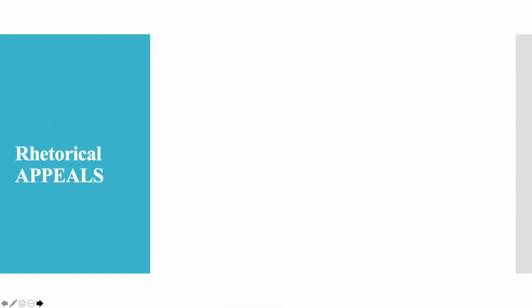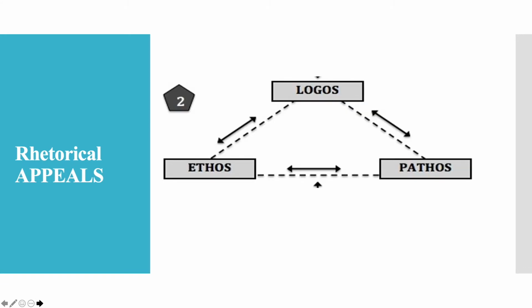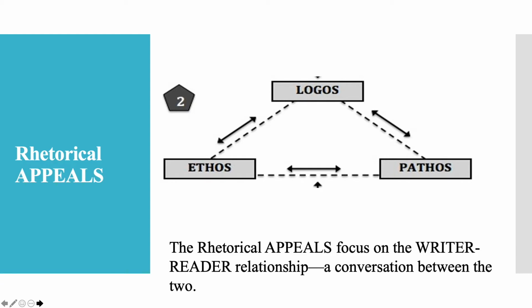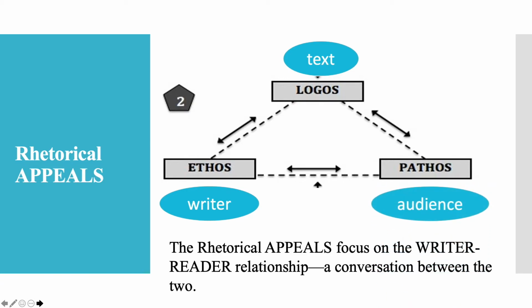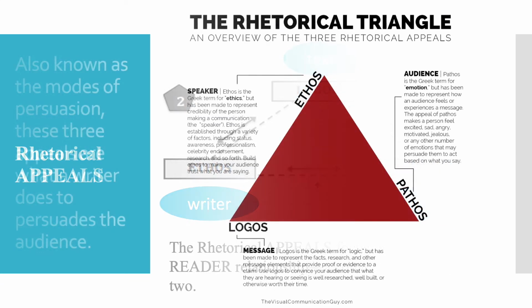We call these rhetorical appeals. Probably a review, you've heard these probably 1,000 times before. Ethos, pathos, and logos, right? The rhetorical appeals focus on the writer-reader relationship. It's a conversation between the two. When we think of logos, we think of it as being the things that are connected to the text, and we're going to dive into these further in just a second. When we think of ethos, that's connected to the writer or the speaker. When we think of pathos, that's something that is connected to the audience. Now, these all work together inside the text. Let's see how they do that.